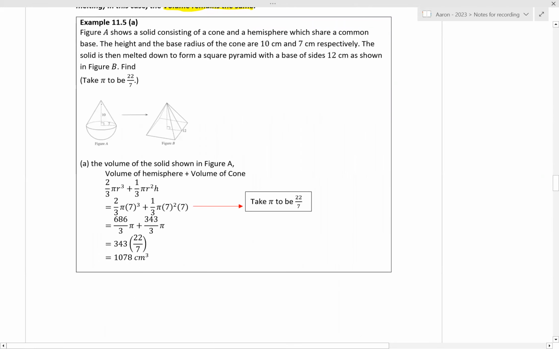If we look at figure A, just throw in your formulas. Think about whether you have everything. For your hemisphere, it's 2/3 pi r cubed. Do you have the radius of the hemisphere? Yes, you got 7. Settled. What about the cone? 1/3 pi r squared h. R, I also have, same as the hemisphere, 7. Height, I also have, which is given to me, 10. So everything is given to me. I don't have to calculate any slant height or anything.